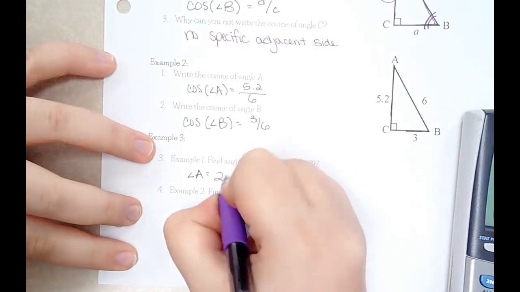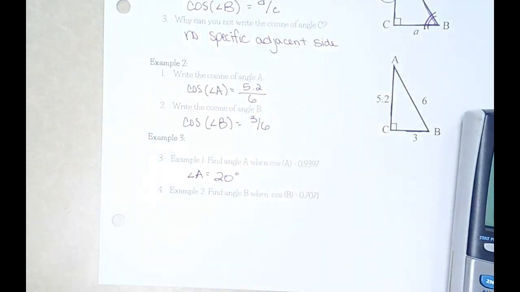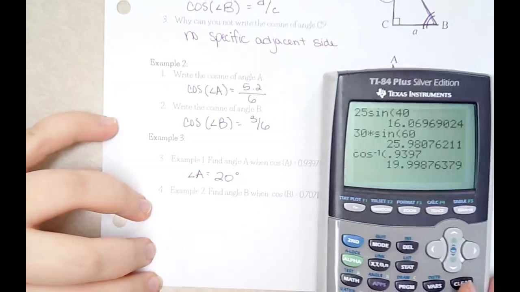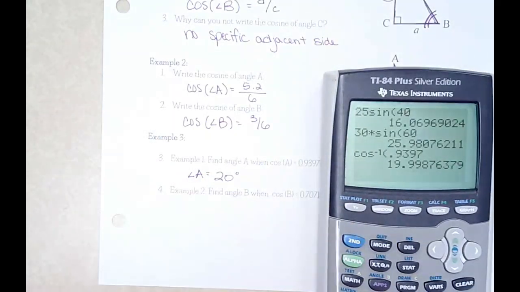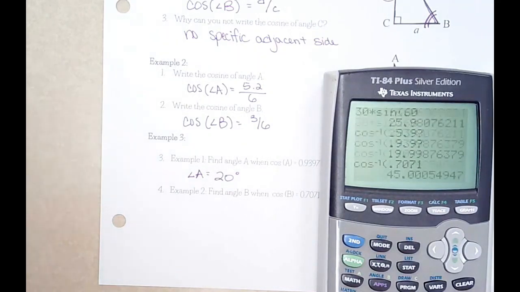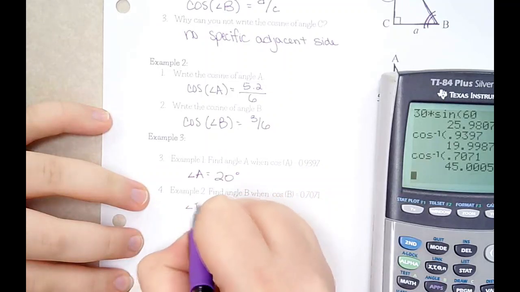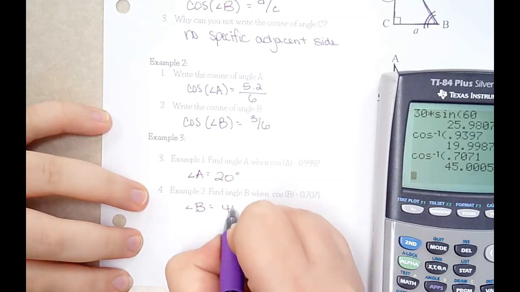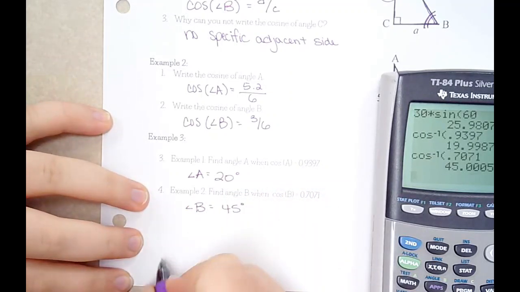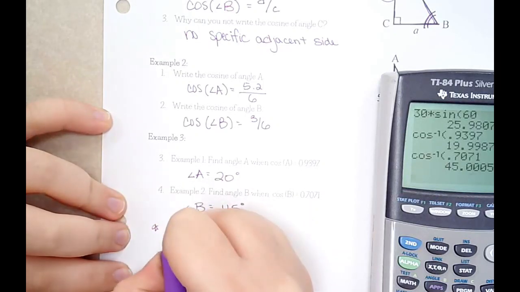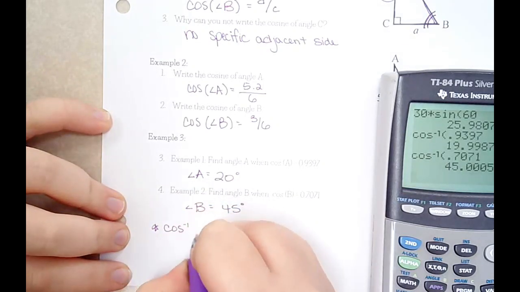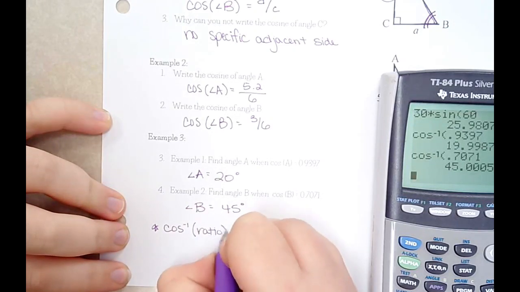So let's see that again. I'm going to hit second cosine, and then I'm going to plug in the number it gives me, and it's going to give out my angle measure, in this case 45 degrees. So if you want to remind yourself, this is where we're going to be using that inverse cosine of the ratio that we have. Alright, let's jump to the back.